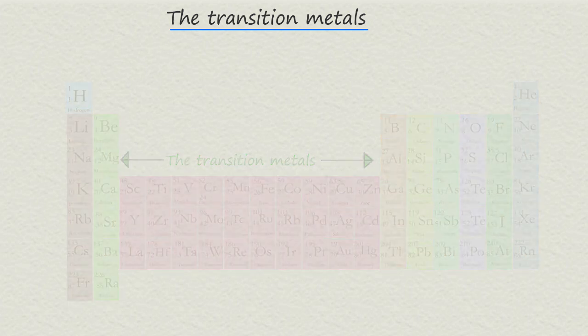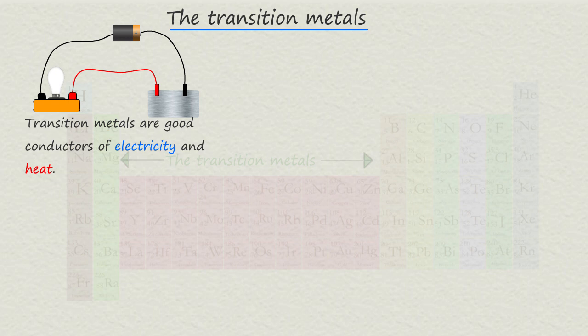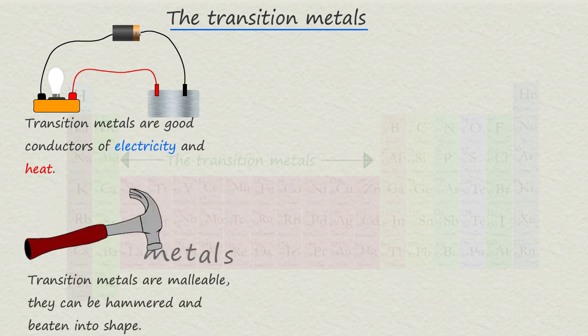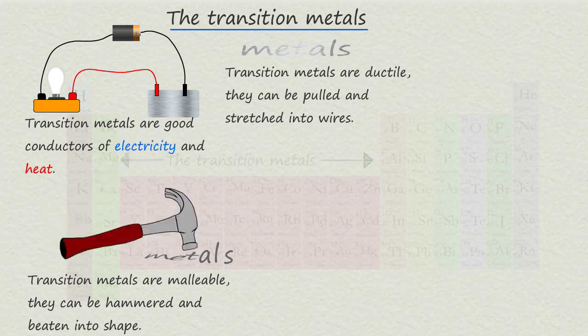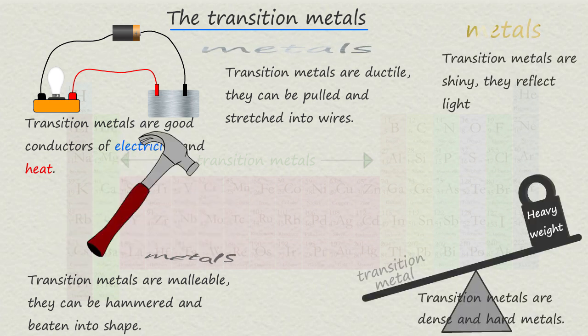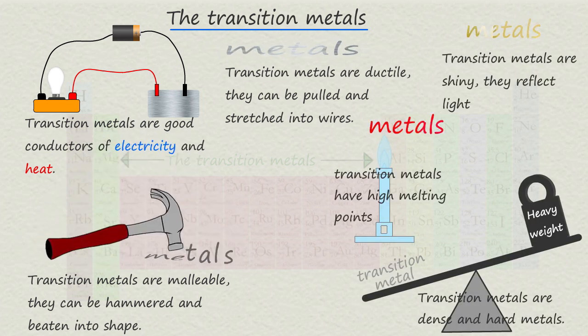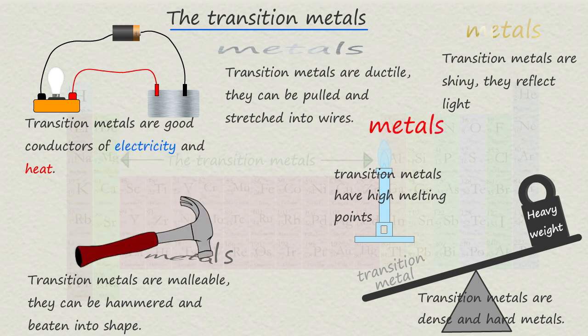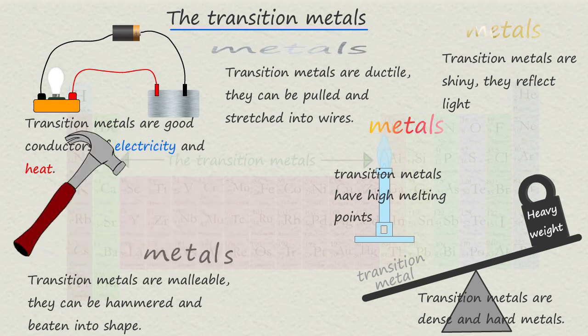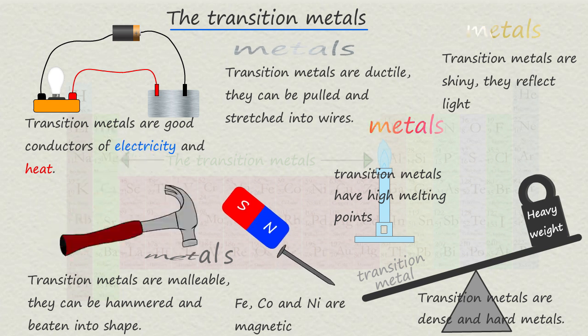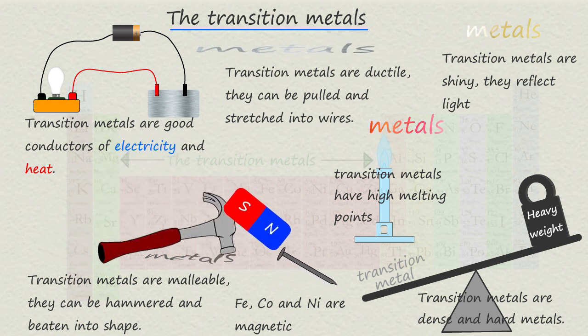For example, they are good conductors of heat and electricity. They are malleable, ductile, shiny, hard, and they have high melting and boiling points, except for the metal mercury, which is a liquid at room temperature, and 3 of them, iron, cobalt and nickel, are also magnetic metals.